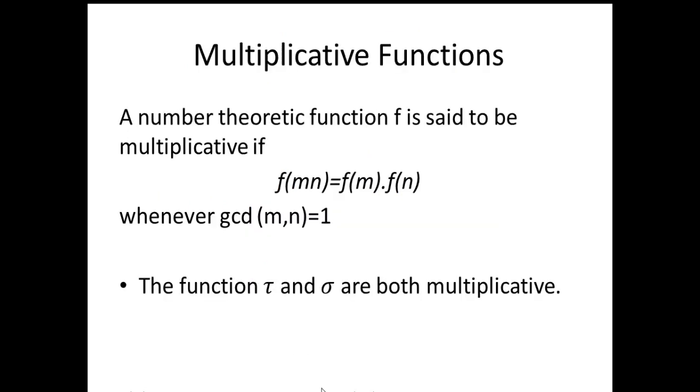Next important definition is multiplicative function. Any function f, where f of m into n is equal to f of m into f of n, where m and n are relatively prime, such a function f is called a multiplicative function. The functions tau and sigma are both multiplicative.